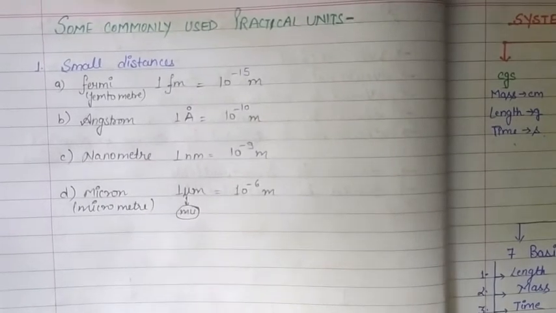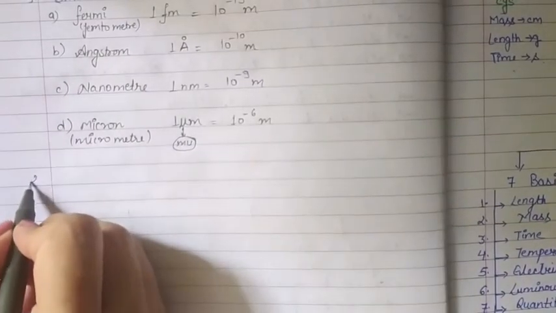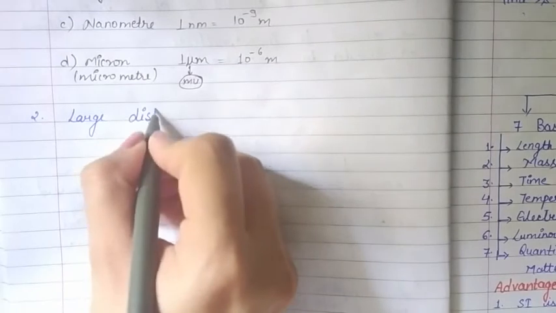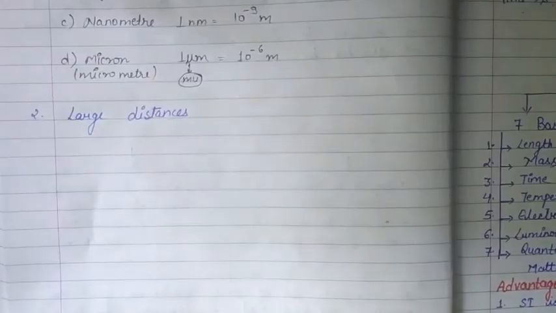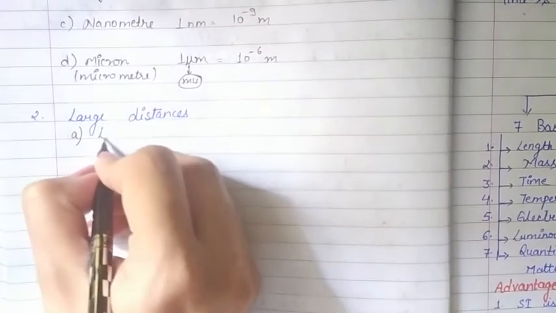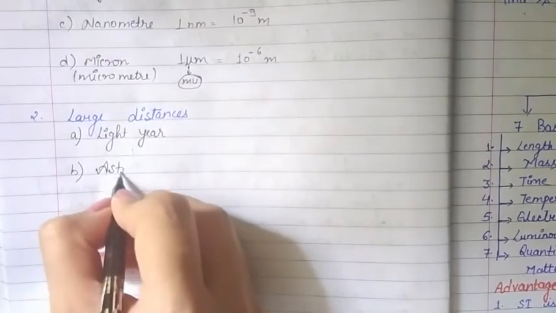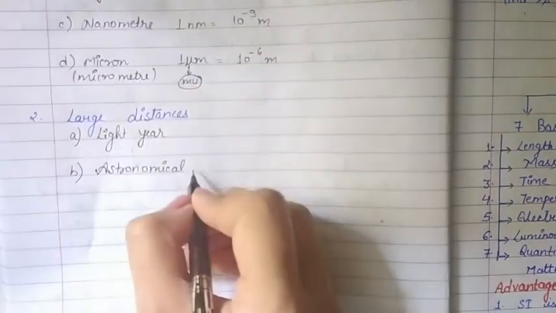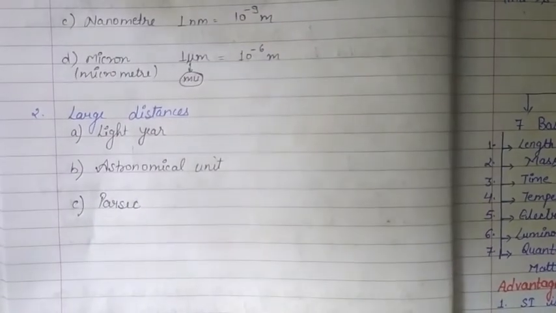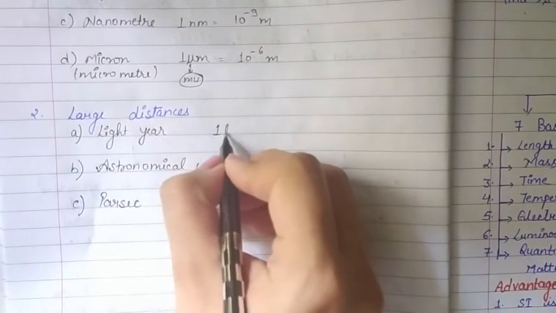The second category is for measuring large distances. Okay, this was for small distances. Now the second category is for large distances. For large distances we have 3 main units. First is light year, second is astronomical unit, and the third one is parsec. Okay, so these are the units which we use for large distances, and these are connected to SI system as follows. 1 light year, we write it as LY.